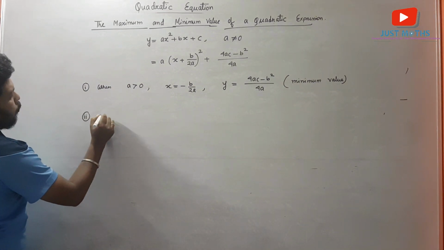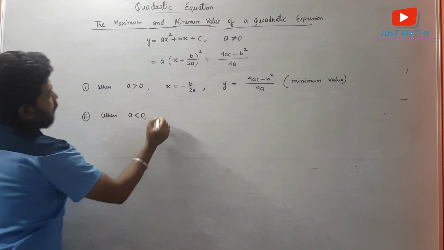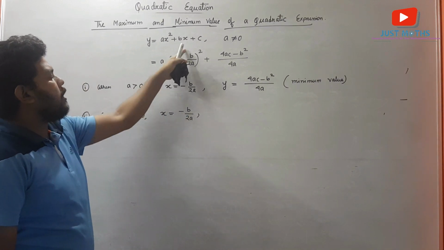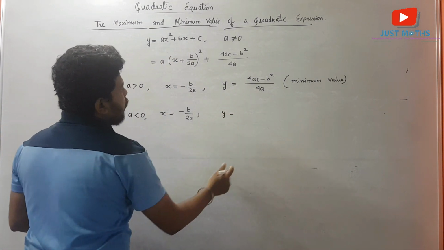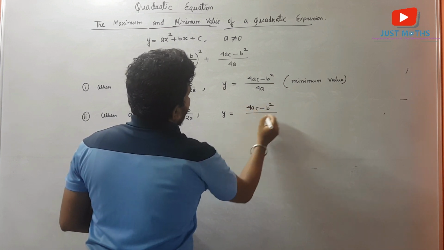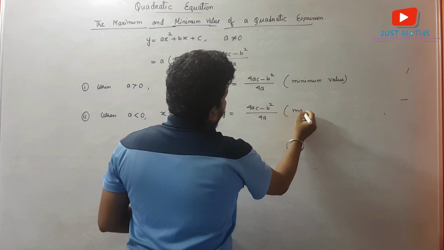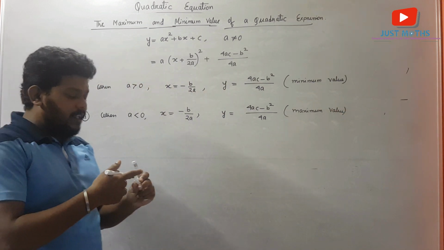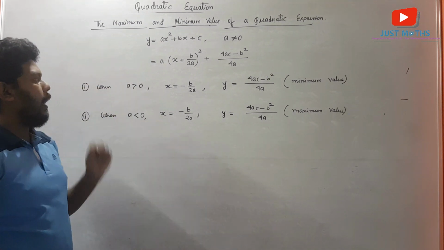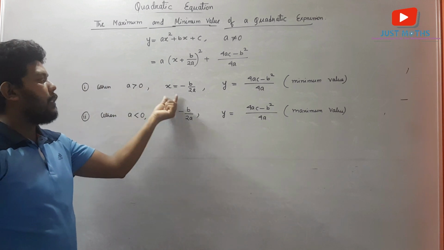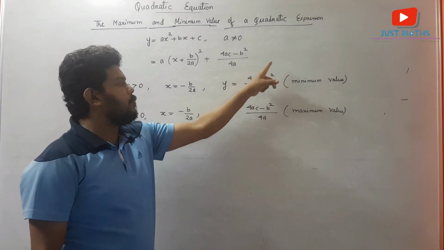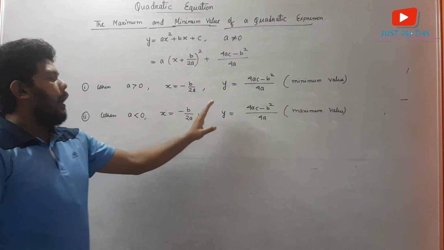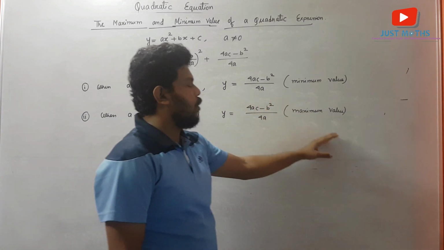And case 2, when a is negative and x equal to minus b by twice a, we get y is equal to 4ac minus b square by 4a. This is the maximum value of the quadratic expression. Now, the maximum and minimum value will depend on the sign of a and the value of x. When a is positive and x equal to minus b by twice a, then y equal to 4ac minus b square by 4a is the minimum value. And when a is negative and x equal to minus b by twice a, then y equal to 4ac minus b square by 4a is the maximum value of the quadratic expression.